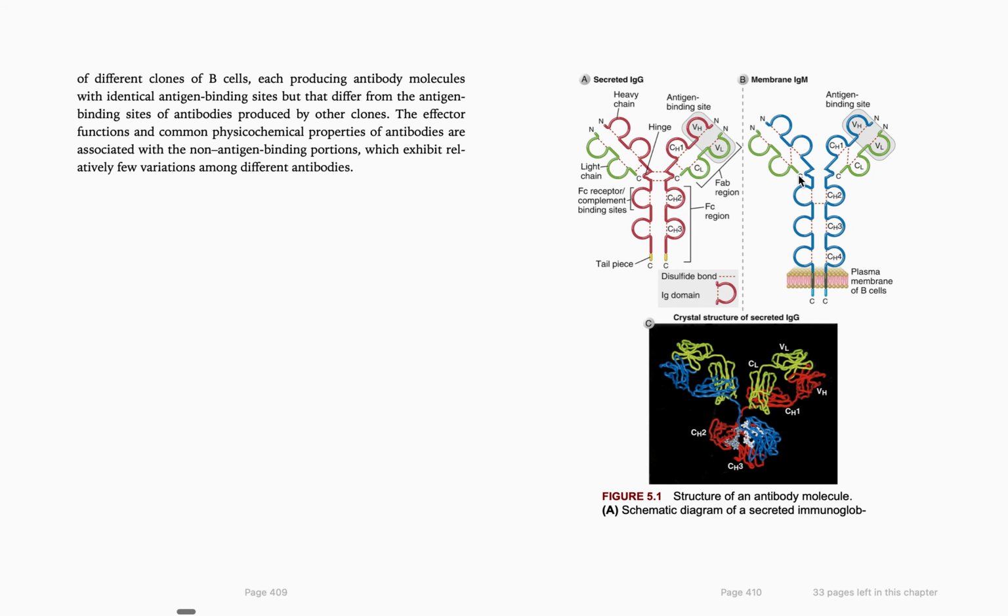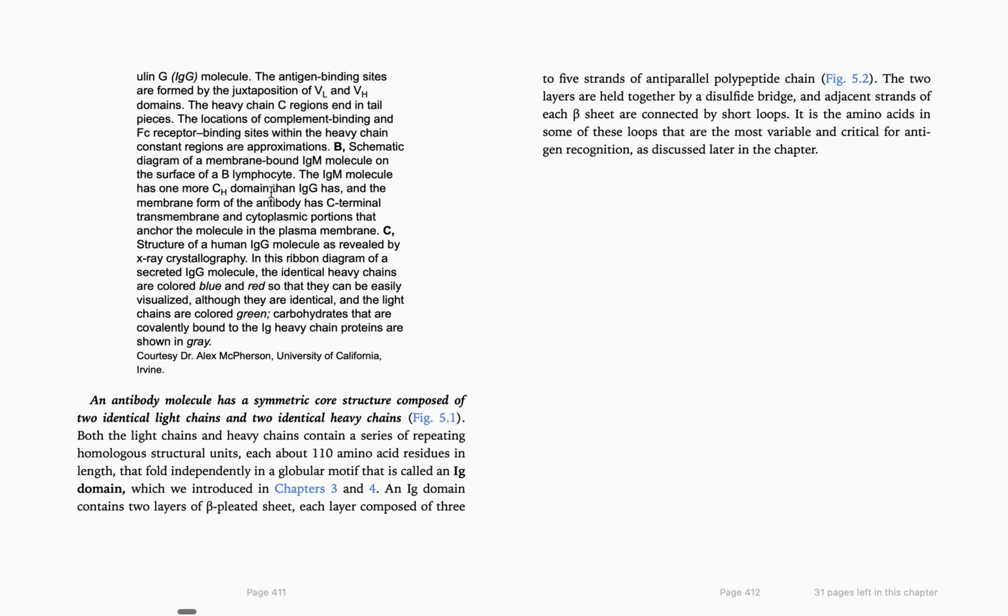B, this is schematic diagram of membrane bound IgM. You see this is IgM, this was IgG, and the IgM molecule has one more constant heavy chain domain than IgG has, and the membrane form of the antibody has C-terminal transmembrane and cytoplasmic portion that anchor the molecule to plasma membrane.